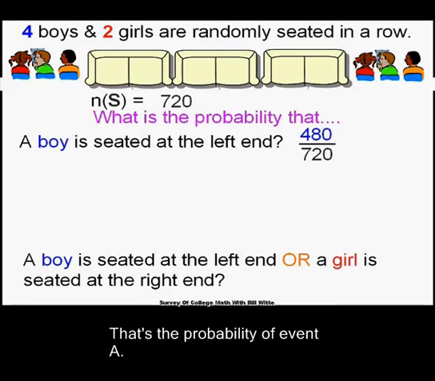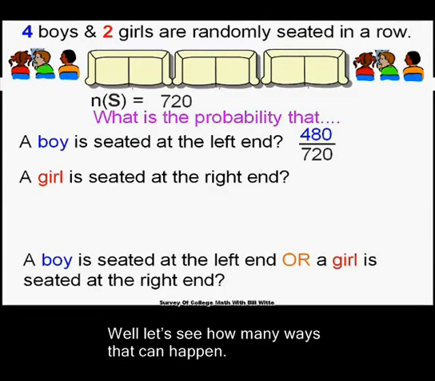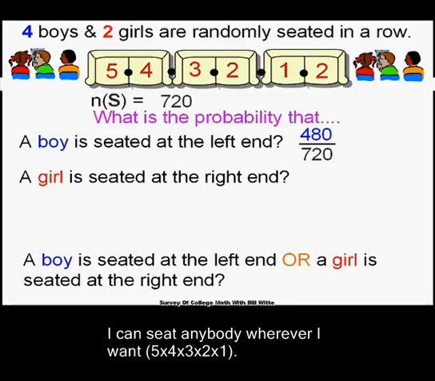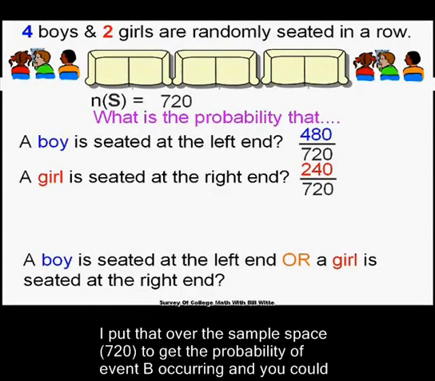Now we take the probability of the other event, a girl being seated at the right end. We only have 2 girls, so we'll start with the right end with the 2, and then fill in the other people, 5, 4, 3, 2, 1. That comes out to a different number over the sample space. In this case, it's going to be 240 over 720.